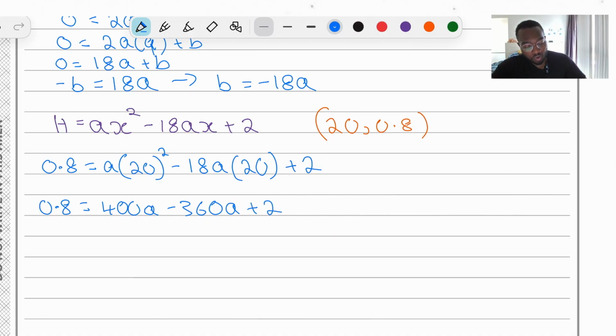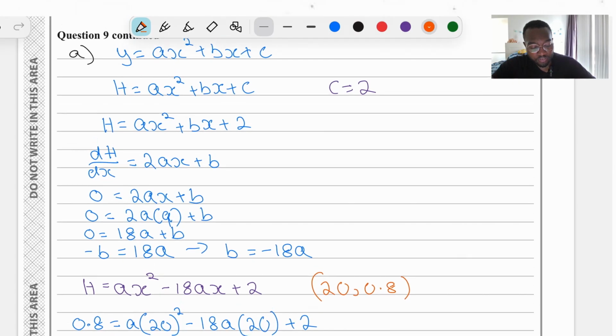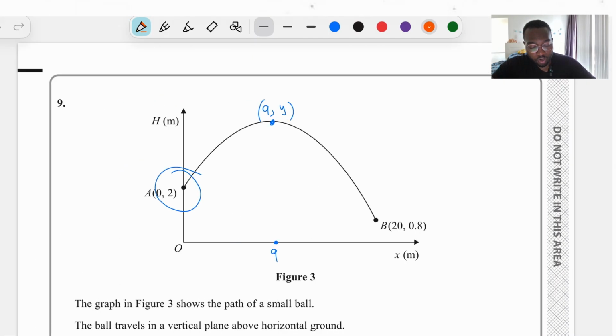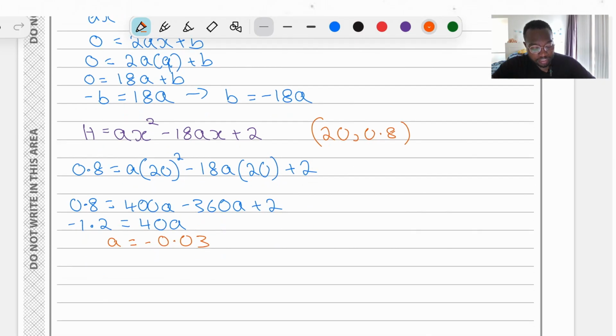So then let's bring that 2 to the other side. We get 0.8 minus 2, which is minus 1.2. And then 400a minus 360a is 40a. And then if you do minus 1.2 divided by 40, you get a, and that would equal minus 0.03. And that does make sense, because if a is in ax squared, then if we look at the graph, it's in that n shape. So therefore, our a value should be negative, which it is. So that's a good sign. So we get a as minus 0.03.